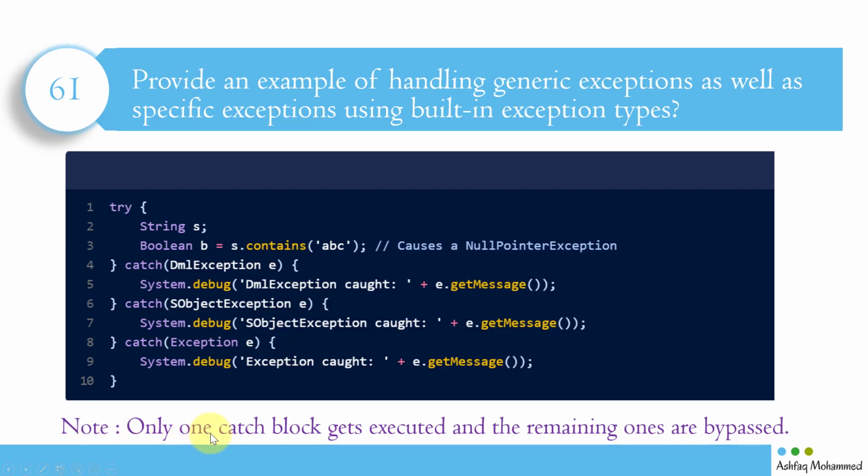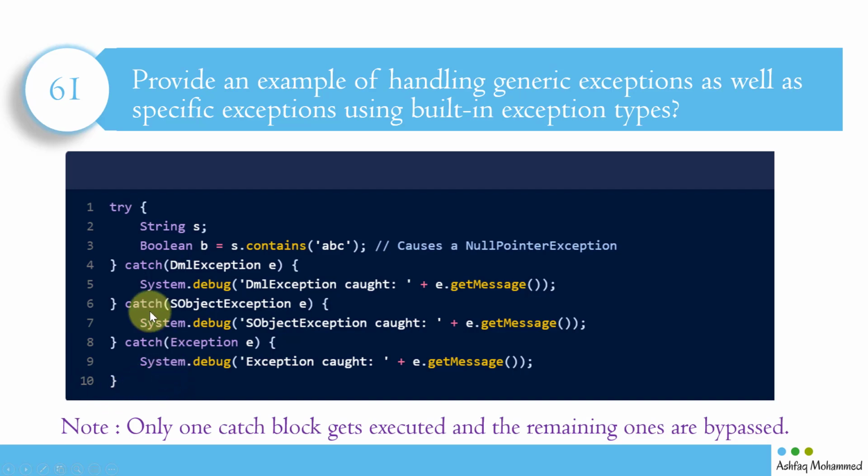And there is a note over here: only one catch block gets executed and the remaining ones are bypassed. So if I get an error like a null pointer exception, then the DML catch will not be executed because it's not a DML exception. Directly it will execute this generic exception. But if I got a DML exception, this is not code where DML can occur, but I'm giving an example, only that catch code will be executed, and then it will go out of these blocks.